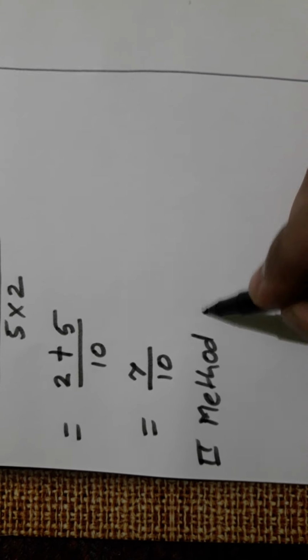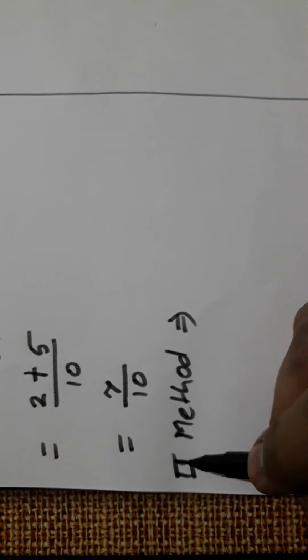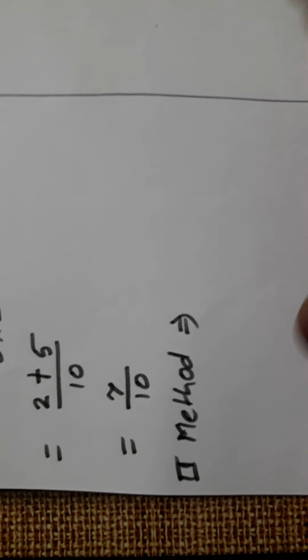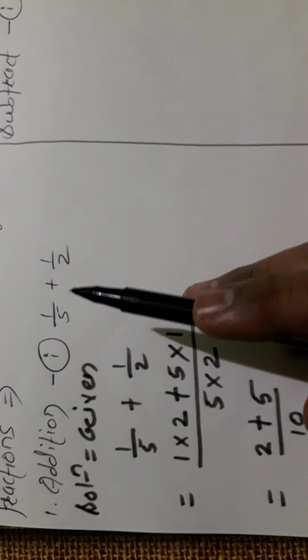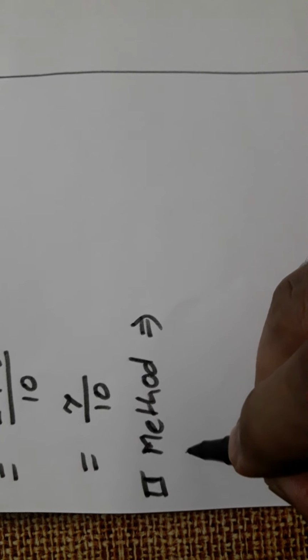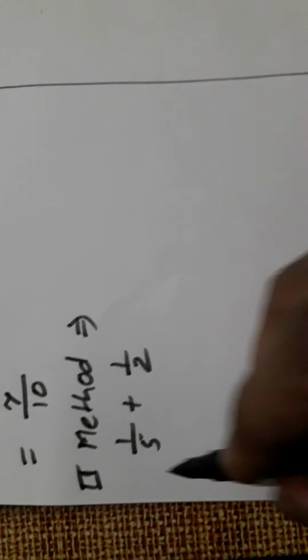If you use the first method, you will get the same answer. The second method also gives the same answer. You decide which method you want to use. Okay, I will copy down the example as it is: 1 upon 5 plus 1 upon 2.